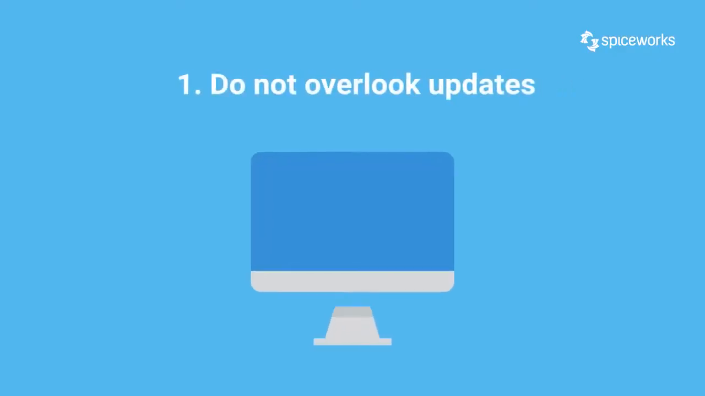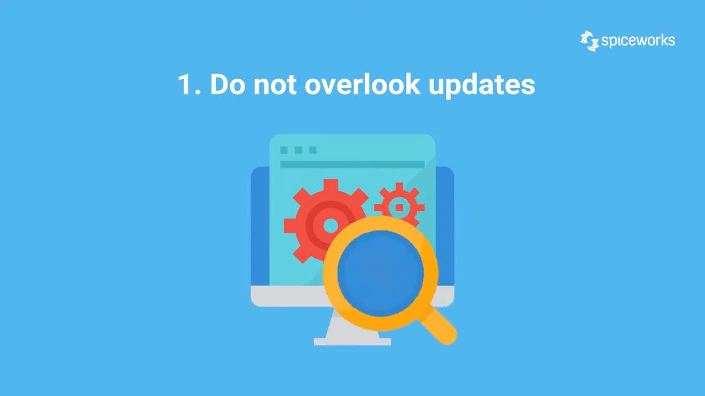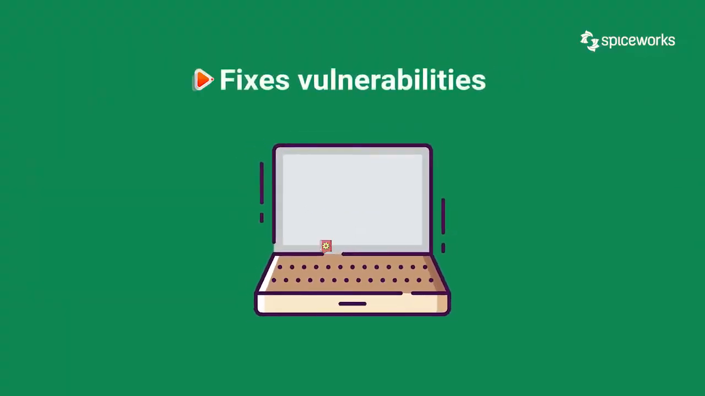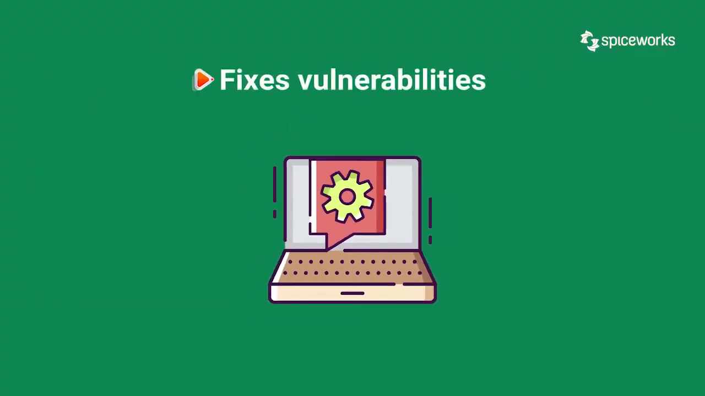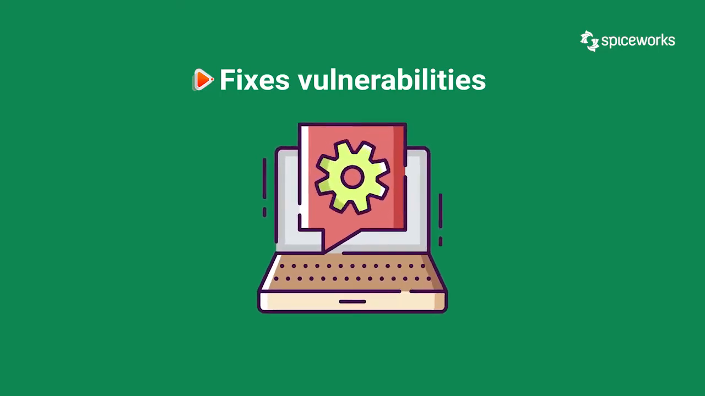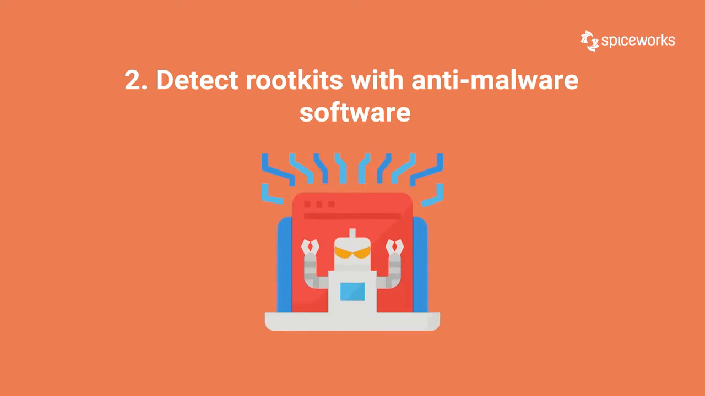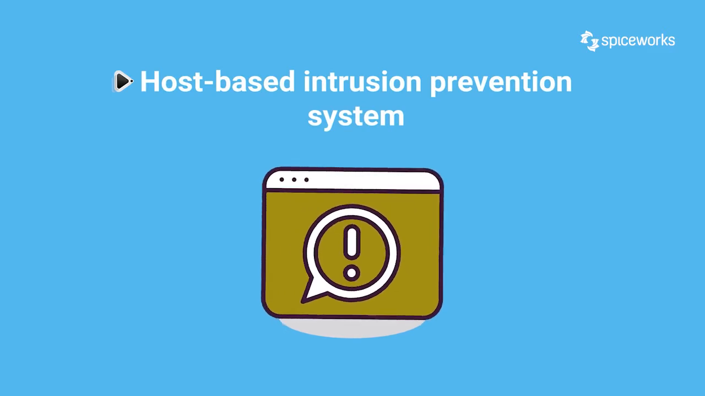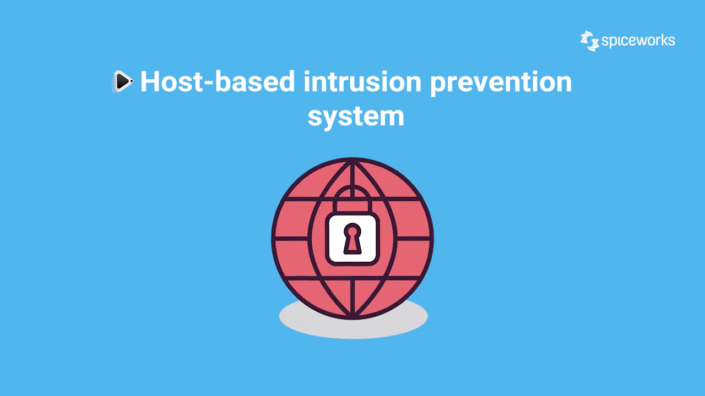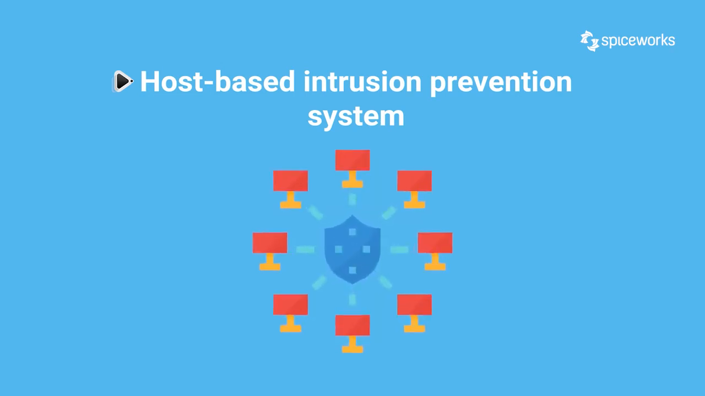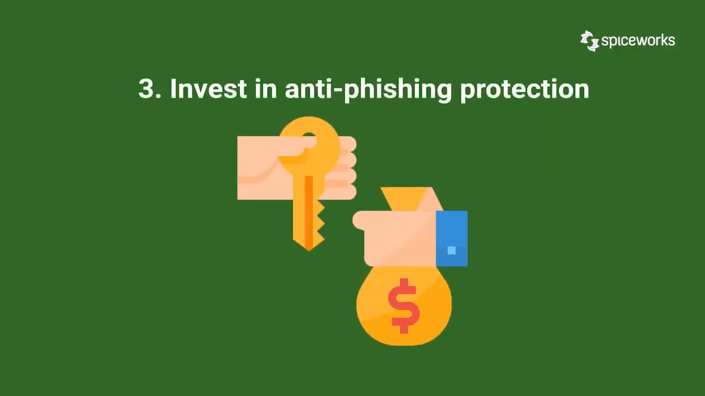Do not overlook updates. Updates can be inconvenient, but they contain vulnerability fixes. When programs or the OS are updated, you're less likely to be compromised by a rootkit. Detect rootkits with anti-malware software. Anti-malware software guards against a wide range of threats. Specialized anti-malware programs with rootkit identification include a host-based intrusion prevention system, which is designed to keep track of computer memory.